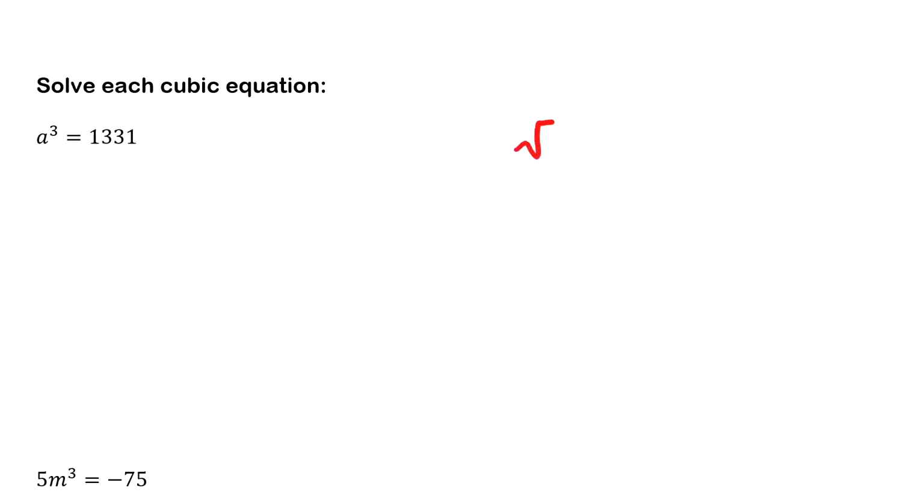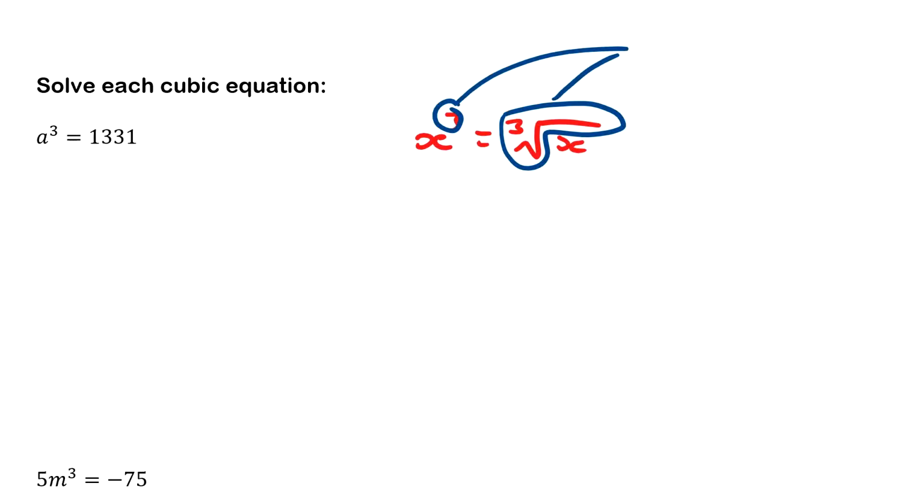So x to the power of 3, the 3 and the cube root are opposites. They're inverse operations, so they cancel each other out.